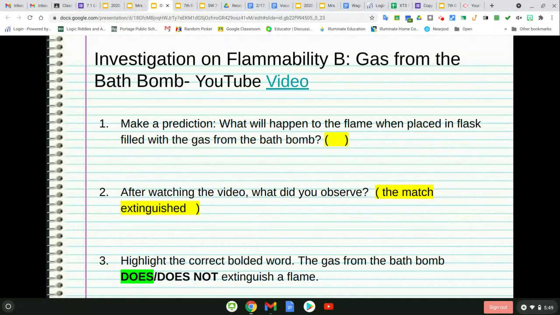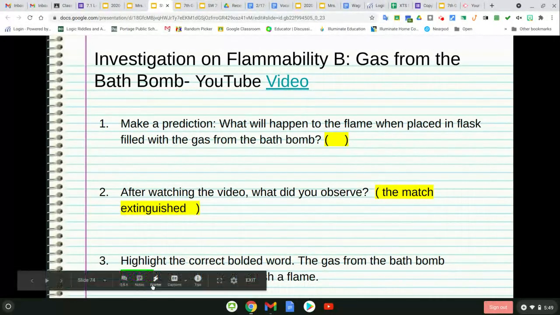Okay, so looking at those two gases, we can now compare that to the gas in the bath bomb. We found that when we took the gas from the bath bomb and exposed it to a flame, the match did extinguish, just like the helium did. So the gas from the bath bomb does extinguish a flame, meaning it is not flammable.